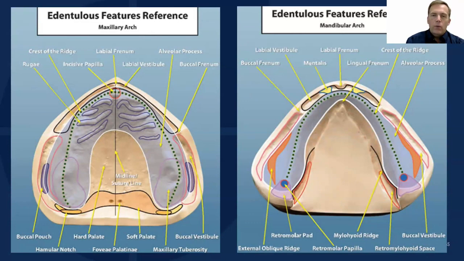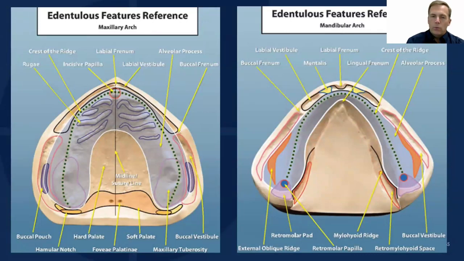So we want to use as big of borders as we can to help cut down on ridge resorption by dissipating occlusal force and get as much stability for our patients as possible without contacting mobile tissues that are going to tend to create sore spots and potential dislodgement of the dentures.